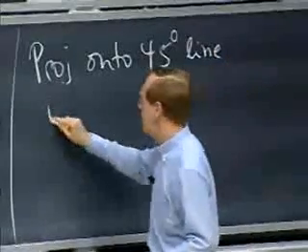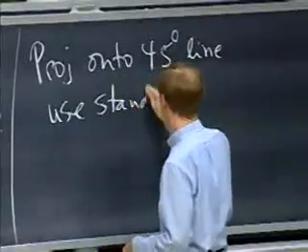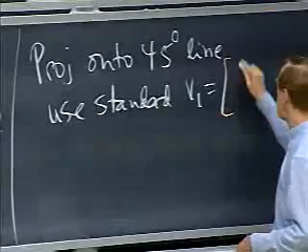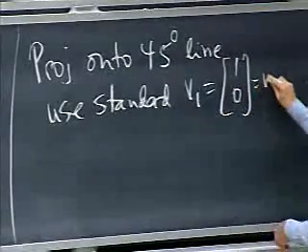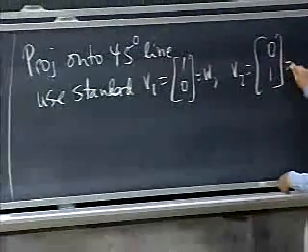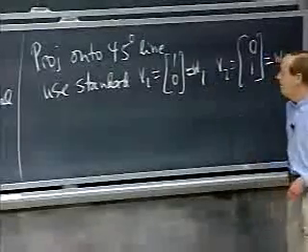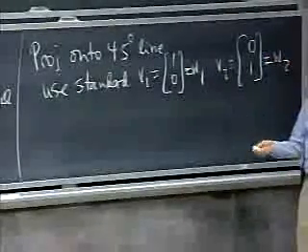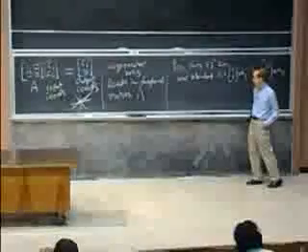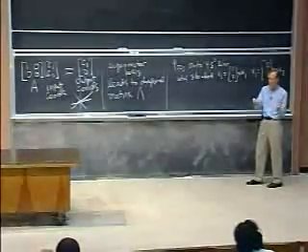So say we're projecting onto the 45-degree line, and we use not the eigenvector basis, but the standard basis. The standard basis, V1 is 1, 0, and V2 is 0, 1. And again, I'll use the same basis for the outputs. Then I can find a matrix. It'll be the matrix that we would always think of. It'll be the projection matrix.